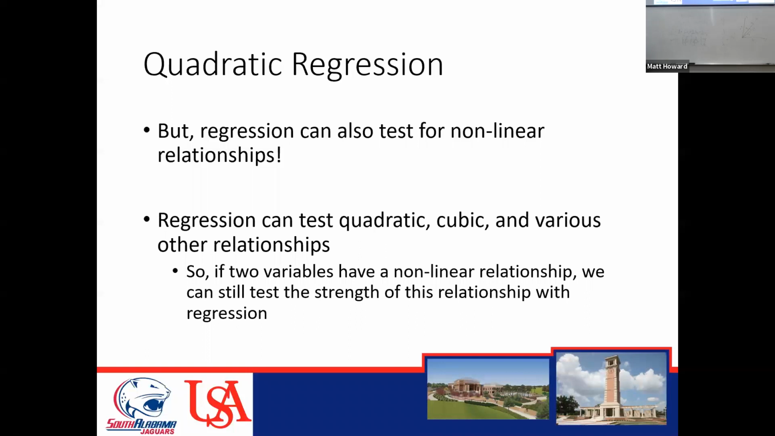So regression can test quadratic, cubic, various other relationships. So if two variables have a nonlinear relationship, we can still test it with regression, and perhaps more importantly, we can still test the linear effect, a nonlinear effect, and we can still control for everything else that we want to. So we can still test for linear effects, we can still control for things while in the process of assessing these nonlinear relationships.